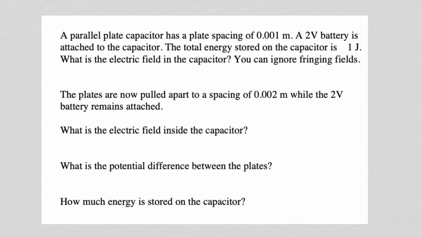In this problem, we're going to look at what changes when you have a 2-volt battery attached to a parallel plate capacitor and you change the plate spacing from 0.001 meters to 0.002 meters. We have a 2-volt battery attached to this capacitor where the plate spacing is 0.001 meters and the surface area of the plates is S.